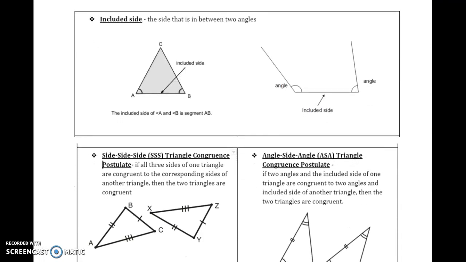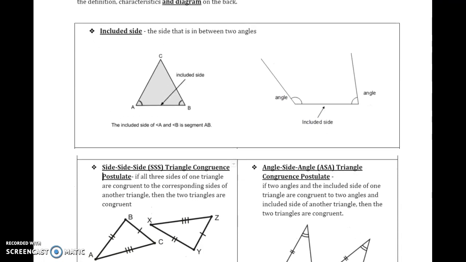So the first thing we need to know is what an included side is. We already discussed an included angle. So the included side is the side that is between two given angles. All right, so we have angle A, we have angle B, and the included side is the one that is right in between those two.